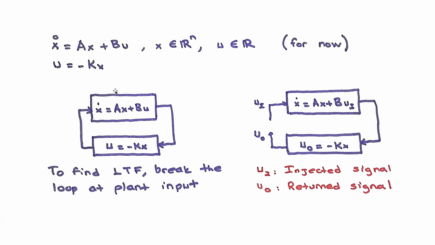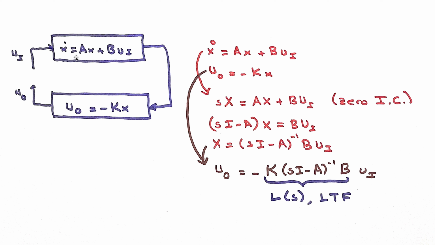So basically, you have this closed loop system, right? x dot equals Ax plus Bu, closed by u equals minus Kx. To find the loop transfer function, or shortly LTF, we break the loop at the plant input here. Or pictorially, basically, we break it right here. u_i, we are going to call it the injected signal, and u_o, the return signal. So instead of using u here, you can use u_i and u_o to find the loop transfer function. So mathematically speaking, x dot equals Ax plus Bu_i, and u_o is minus Kx.